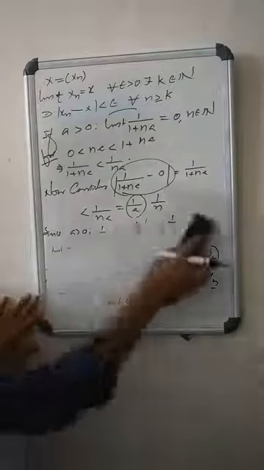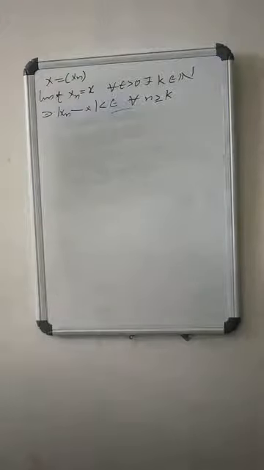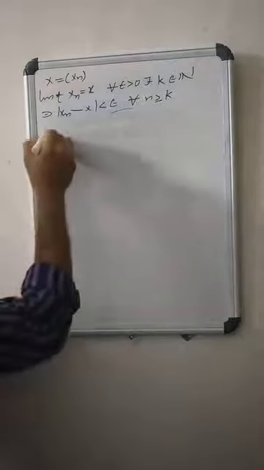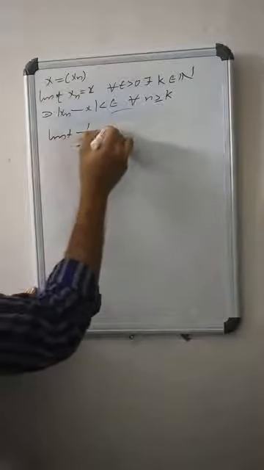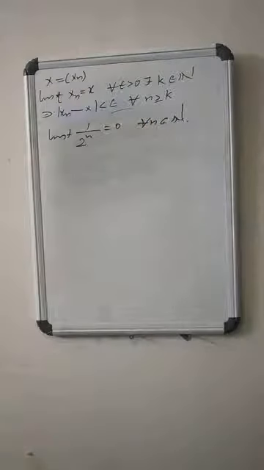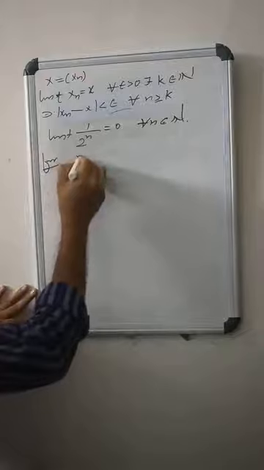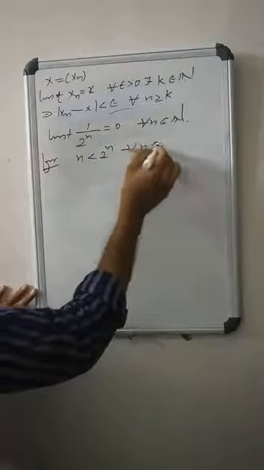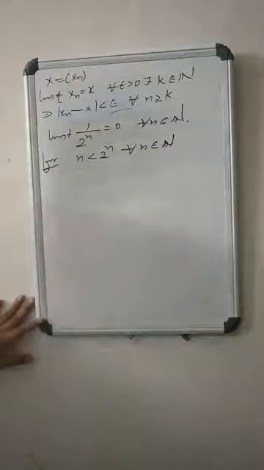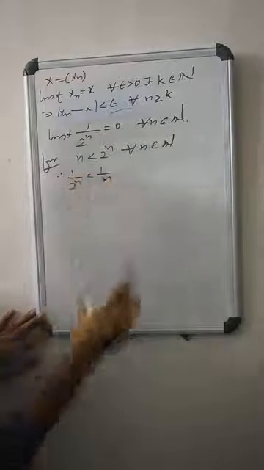Now, again, another one. Limit 1 by 2 power n equals 0. So we have n less than 2 power n for all n in N. We know that n is less than 2 power n for all n in N. Therefore 1 by 2 power n is strictly less than 1 by n.